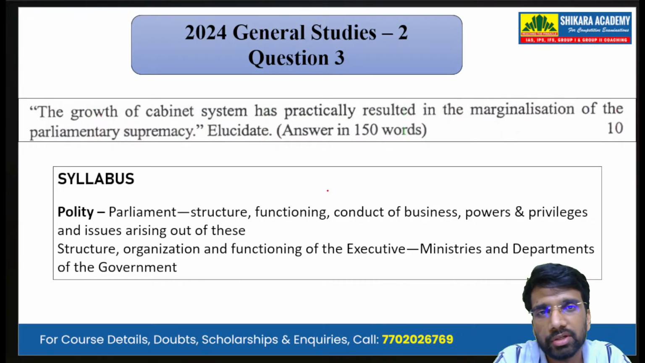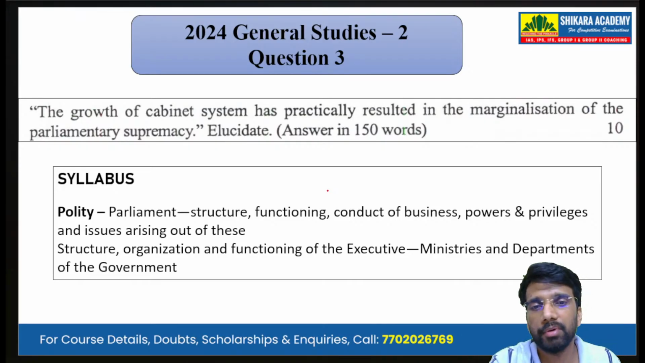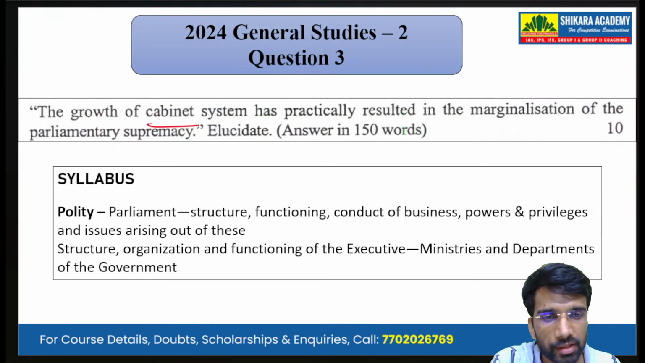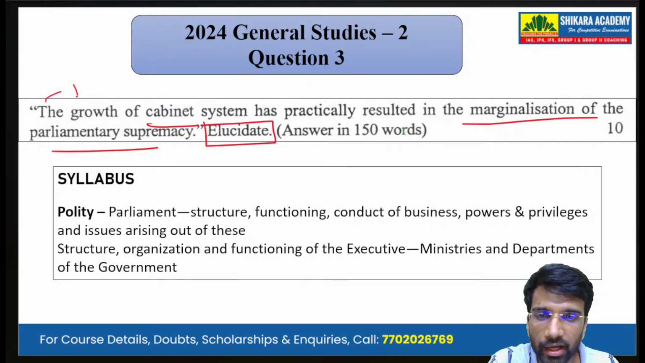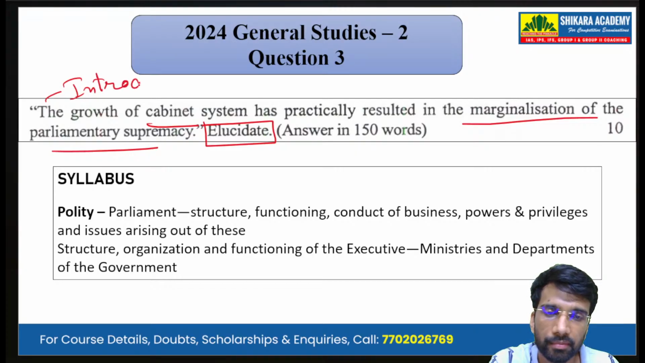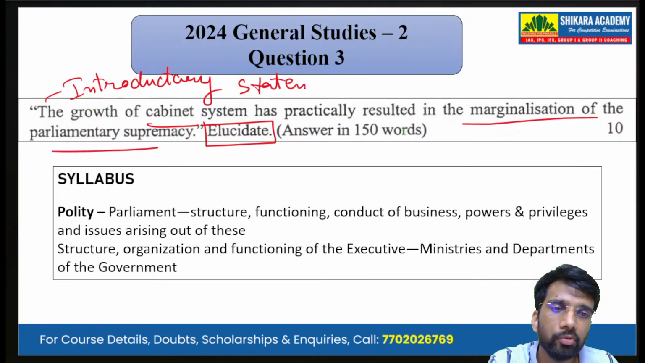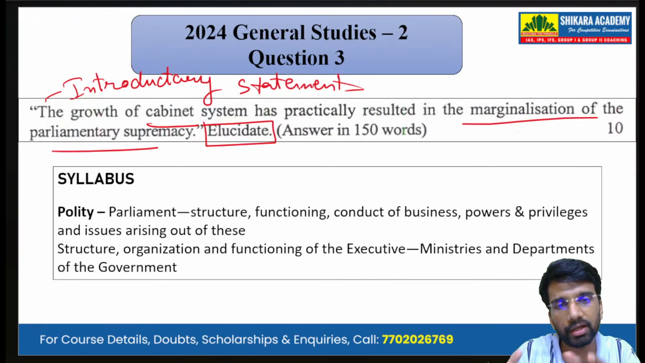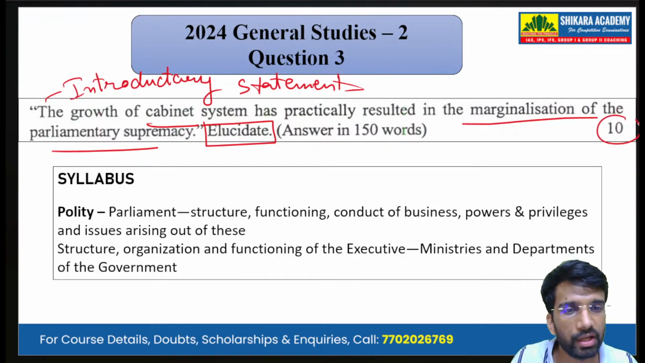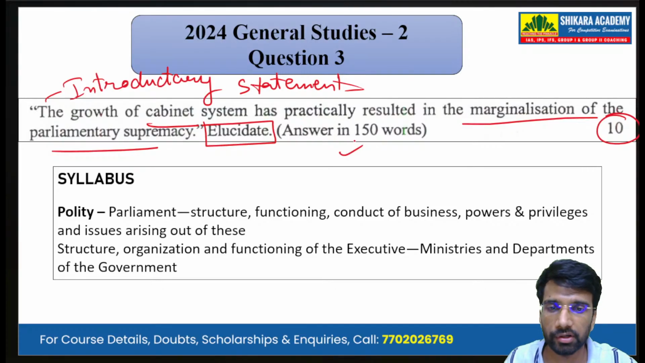Now, moving on to the next question, question number 3 of the same question paper. The growth of the cabinet system has practically resulted in the marginalization of the parliamentary supremacy. Elucidate. Here we are given an introductory statement, and we have to build our entire answer by elucidating what is written in the introductory statement only. It is a 10-mark question that we have to answer in 150 words.